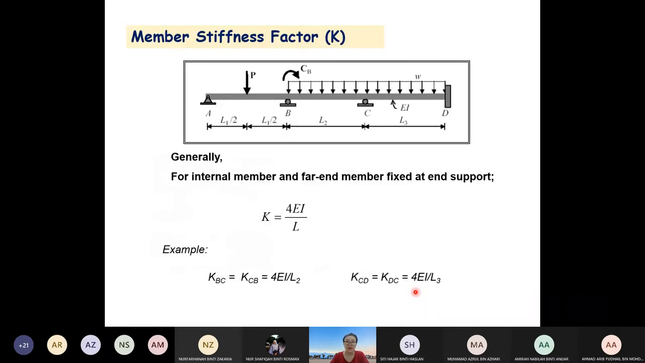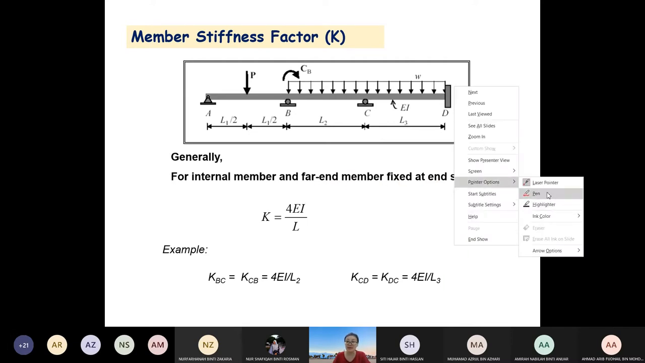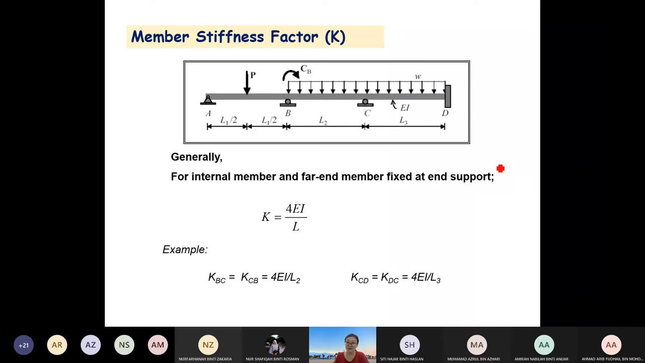In this slide, we have a summary from the derivations earlier: how to determine the member stiffness factor, the K. It is still using the K, which is very common, K is used for stiffness. But now it is not the member stiffness matrix, it is the member stiffness factor. So there are rules here. For an internal member or far end member fixed, you can put a tip here for yourself, when everything is at the fixed condition.